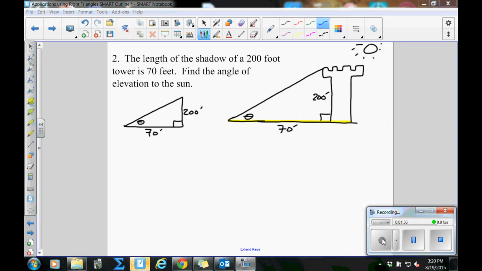To solve for the missing angle, we'll set up a tangent equation. And because we're looking for an angle, we'll have to use inverse tangent. Calculator in degree mode. We should find an angle of 70.7 degrees.